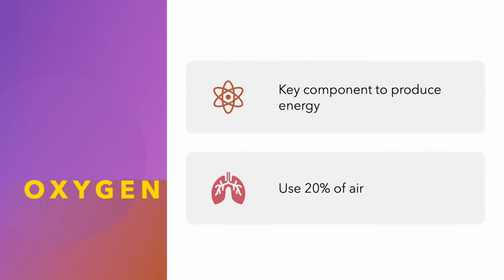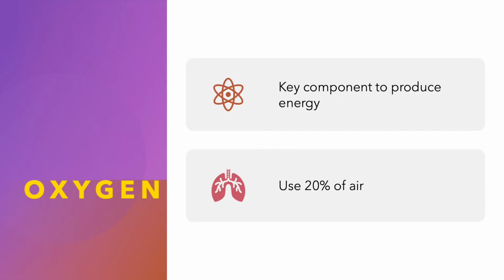Oxygen. Our cells can only survive for a few minutes without oxygen. We breathe in about 20% oxygen. It is a key component to our chemical reactions to keep our bodies alive. The chemical reaction helps in producing ATP, energy. Our respiratory and cardiovascular systems make oxygen available to our body cells and blood.